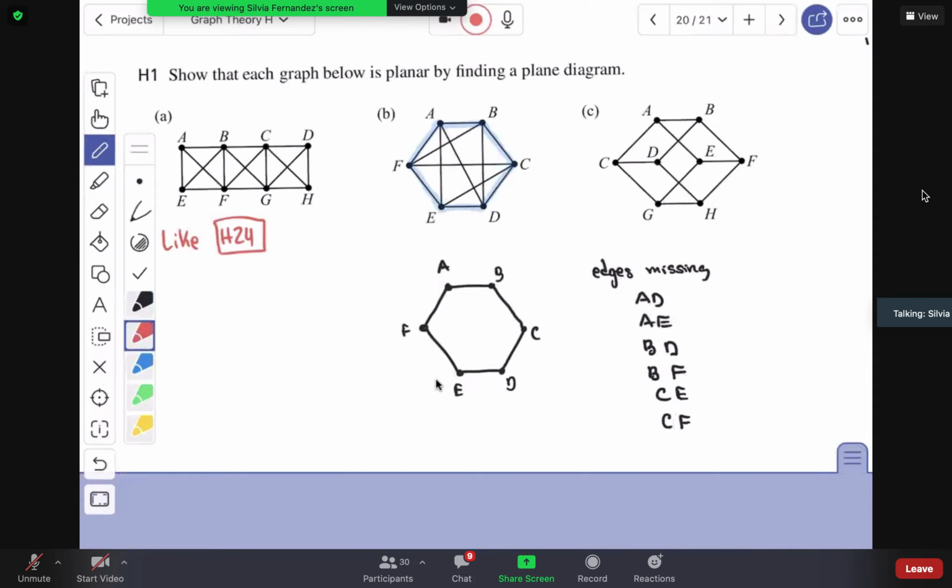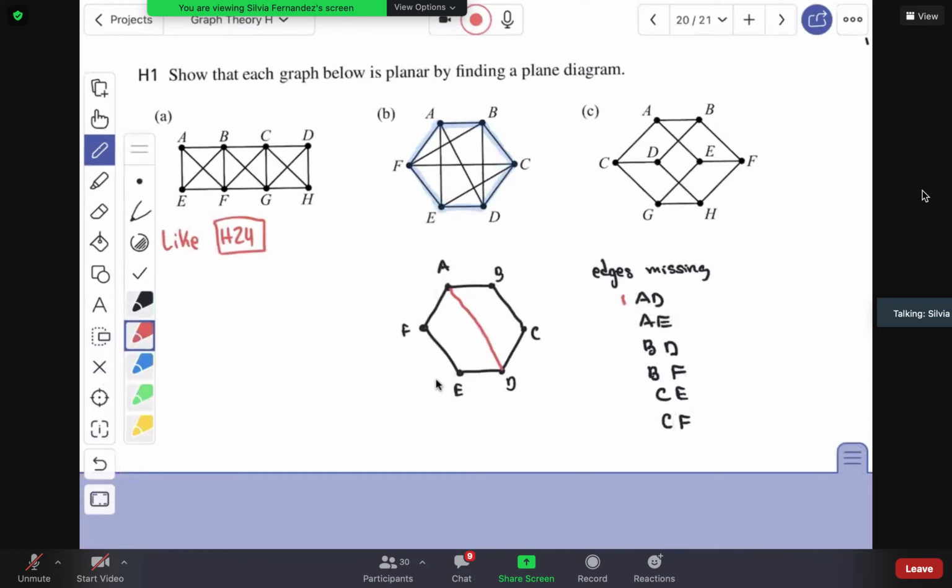But in this one, please tell me: if you're using this to show that there is no plane drawing, you need to tell me in which order you added the edges. If it happens to be planar, don't worry about it. Just a picture is enough. Okay? So I'm going to start by adding AD. I know this is planar, so I don't really need to number them, but I will so that you know in which order I added them.